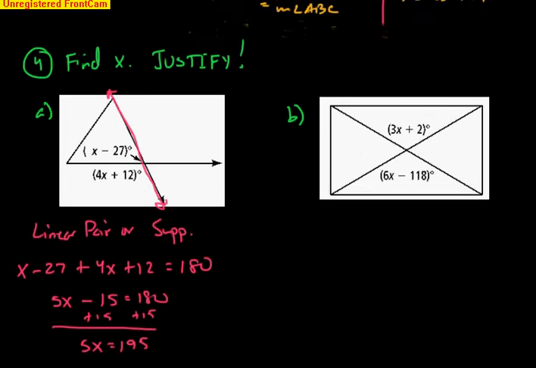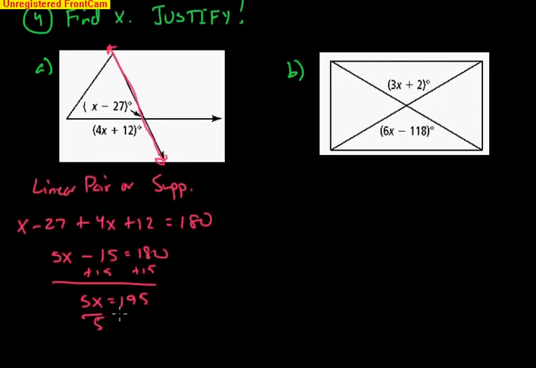5x equals 195, and then divide by 5 to get x equals 39. And there's your value of x in problem A. Now, in problem B, let me use yellow.